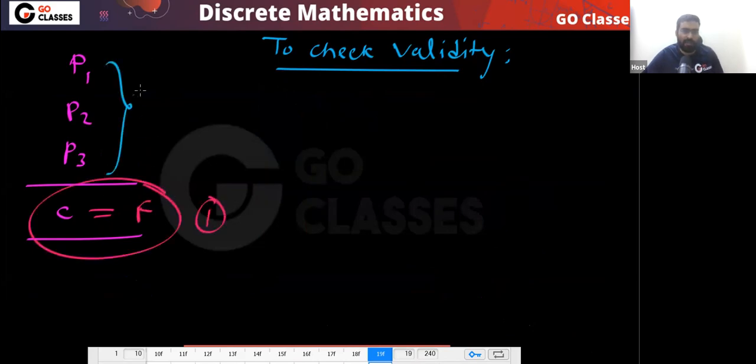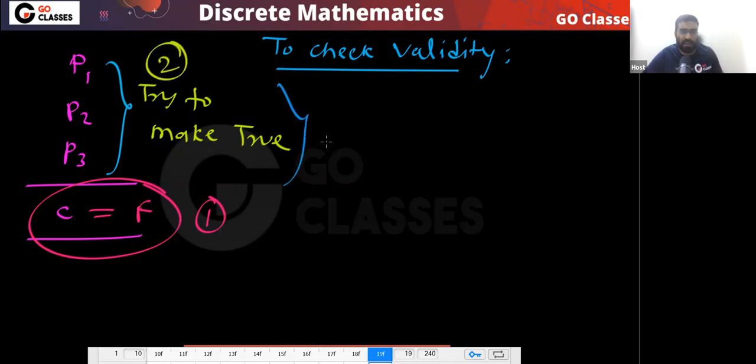And then step number two, to make all of them true. Make this true, make this true, make this true. Try to make all of them true. Is this clear? Very simple: you try to make all of them true, if you can. So this is your step number two, try to make true.